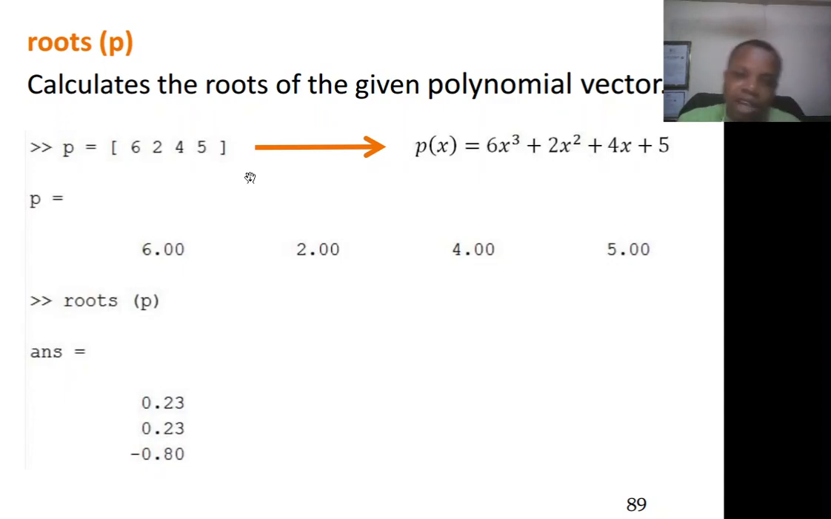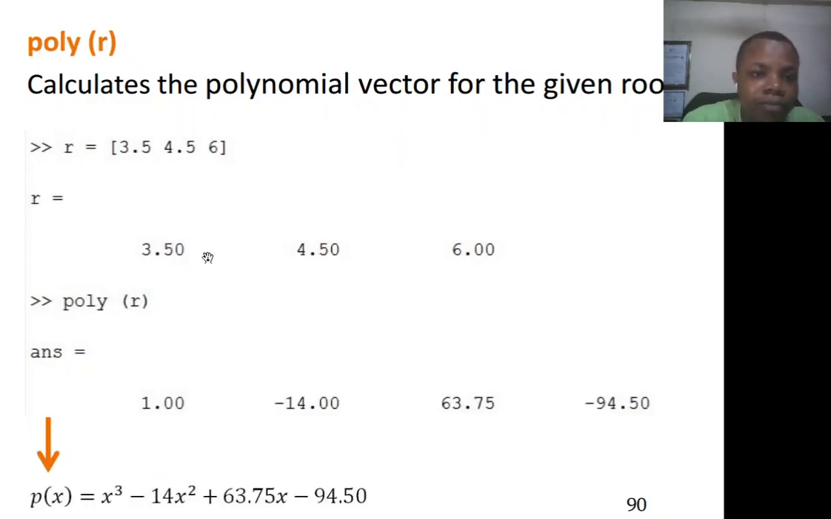So let's see how we get to estimate the roots. I believe you are aware of how we estimate the roots of polynomials. In this case, with this polynomial, for us to estimate our roots, we are going to use the function roots. We specify the polynomial, and MATLAB is just going to calculate the roots for us, as simple as that. So in this case, our x1 will be equal to 0.23, and our next one happens to be -0.8. So those are the roots of this polynomial that we have.